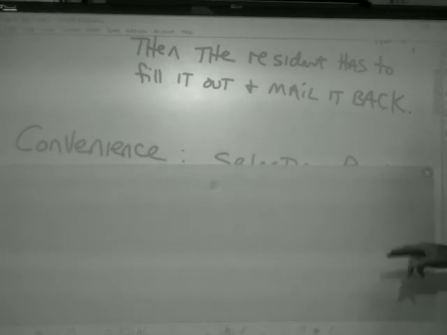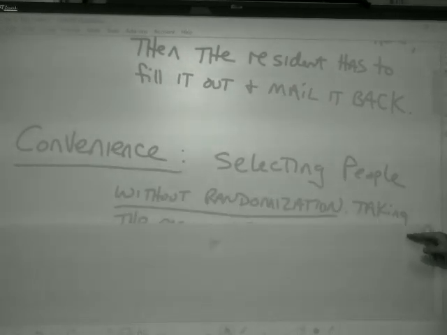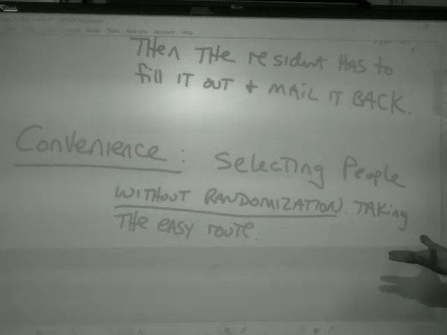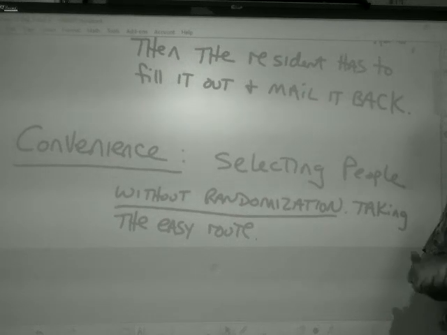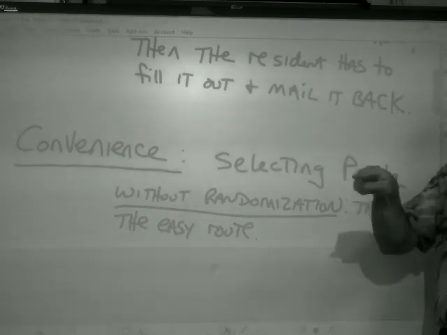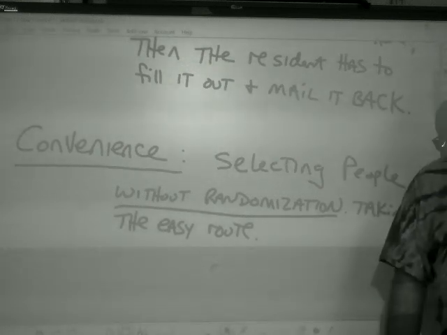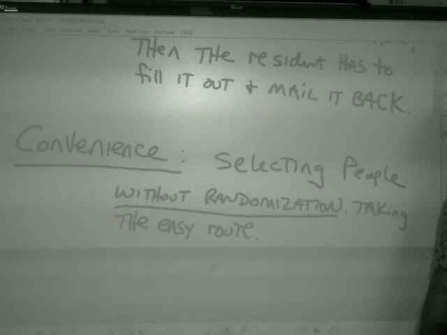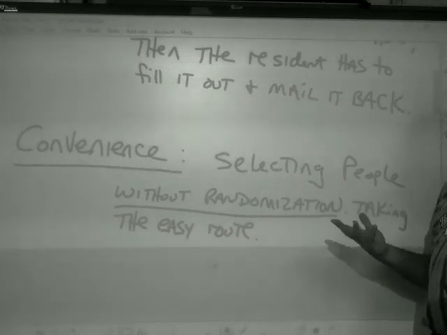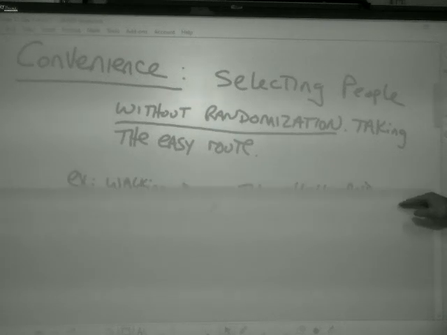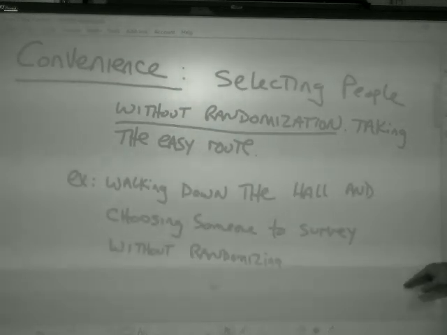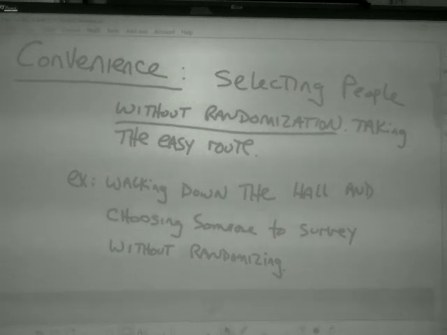There's convenience. That's when you select people without any randomization. That's like taking the easy route. You conveniently selected 5 groups of rectangles there on day 1. How did you pick them? I don't know, I just conveniently circled 5 of them. If I'm walking down the hall and I ask people that I walk up to, that's convenience. Or, hey, I want to take a survey today. I think I'll just choose this class. That's convenience. No randomization is a convenience sample. So, for example, walking down the hall and choosing someone to survey without randomizing, that is an example of convenience.